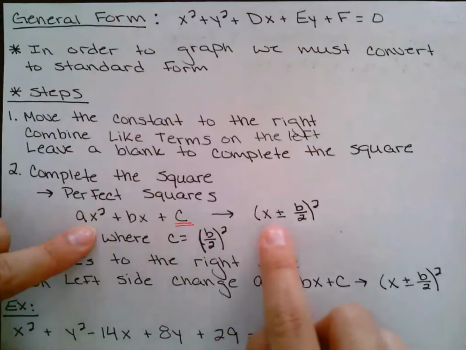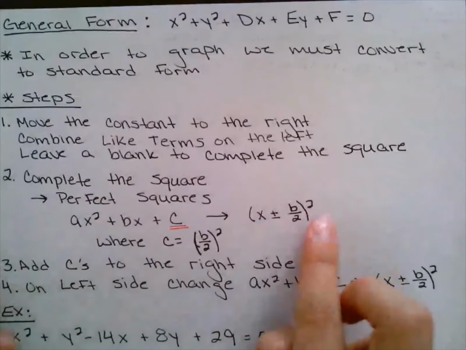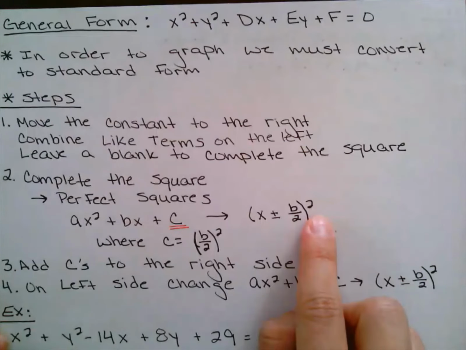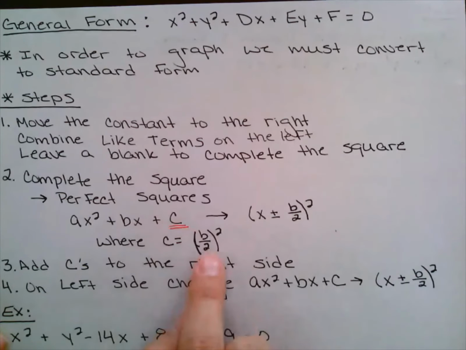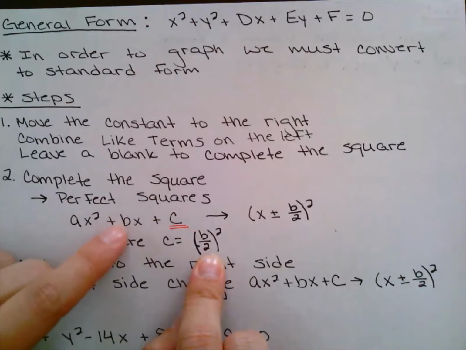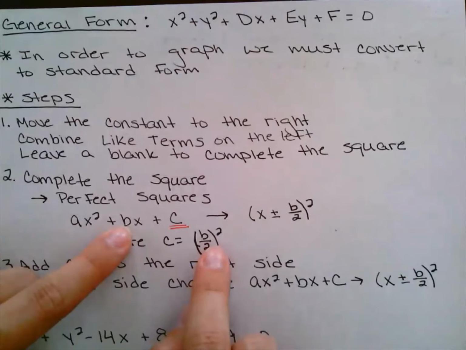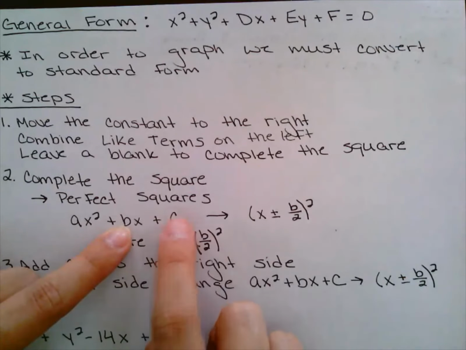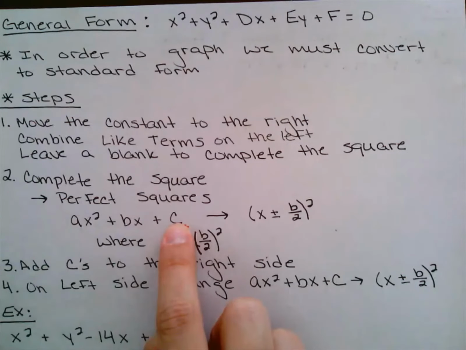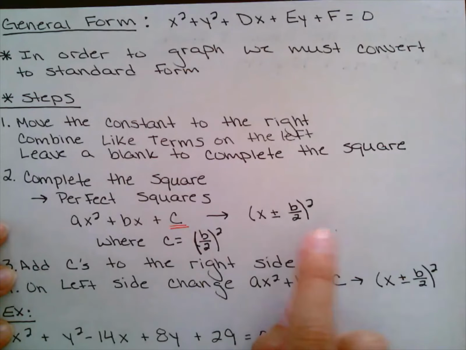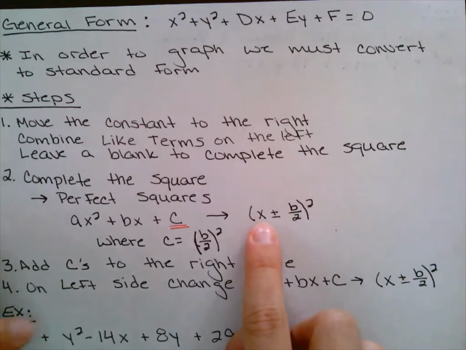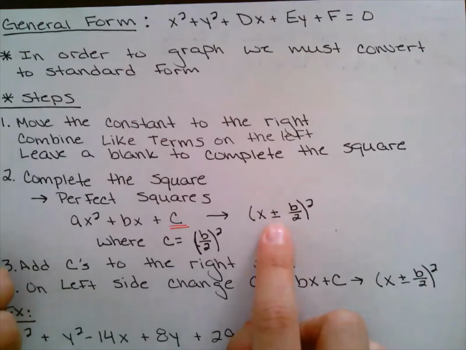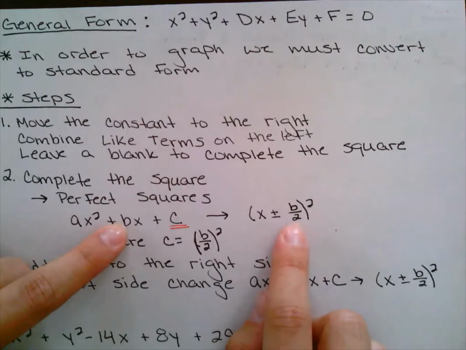And your goal is to get it to this binomial squared like we've seen in the standard form. Now, the way we do that, we find the C by doing half of B, meaning that second term, squared. That is the number that goes in that spot. Once we have that number, we can rewrite it, okay, in terms of the binomial squared, and we would say x plus or minus, depending on the sign of B, half of it.